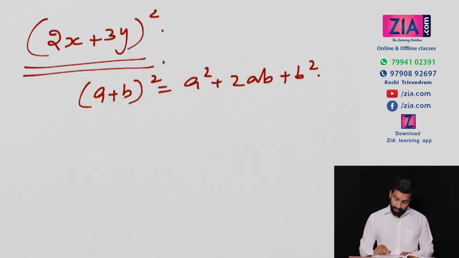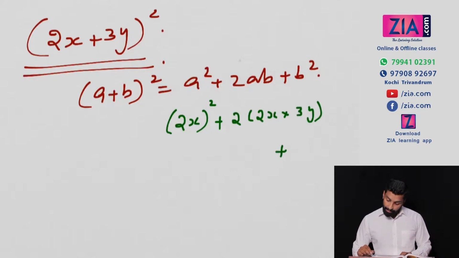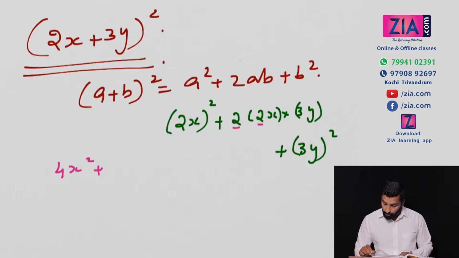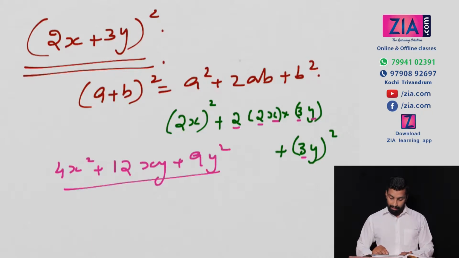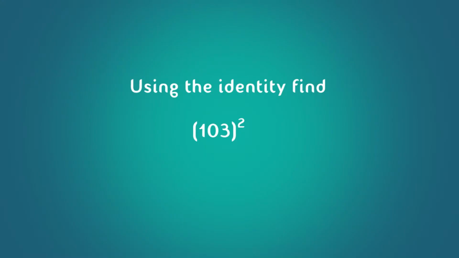So you can write it as (2x)² + 2 × 2x × 3y + (3y)². Now if you simplify, you will get (2x)² means 4x², plus you can simply multiply 2 × 2 × 3, that is 12, so 12xy, and then 3² is 9, so 9y². That's how you will simplify. So we applied (a + b)² here.